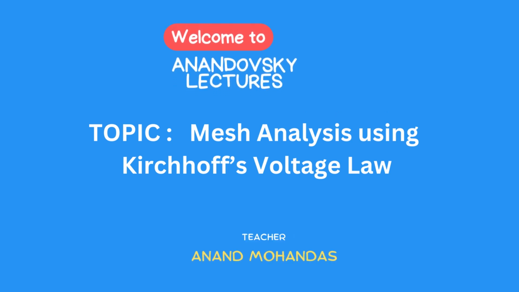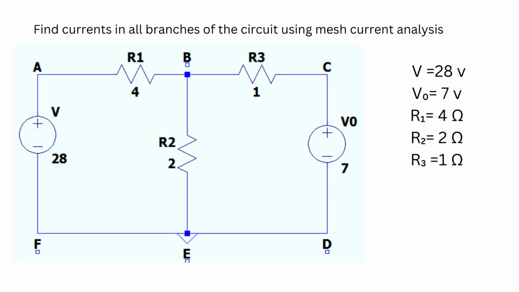The topic is mesh analysis using Kirchhoff's voltage law. Now you are given a circuit and you are asked to find the current in all branches of the circuit using mesh current analysis or loop current analysis. It means you are going to use KVL and Ohm's law to find currents: current in resistor R1, current in resistor R3, and current through resistor R2, I1, I2 and I3.